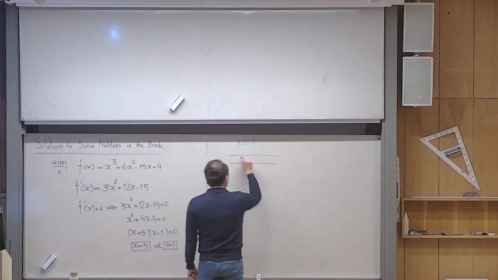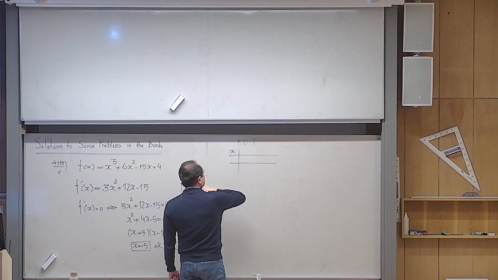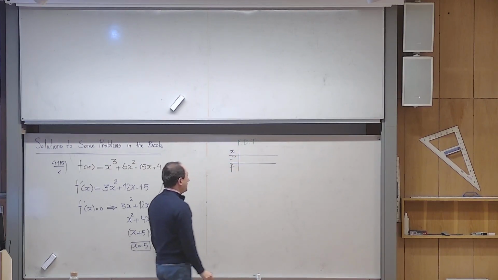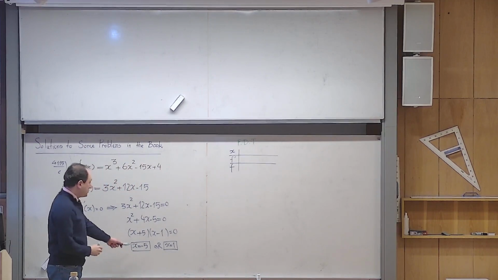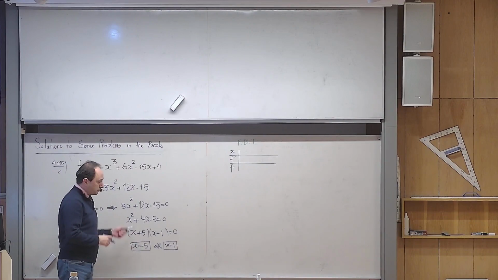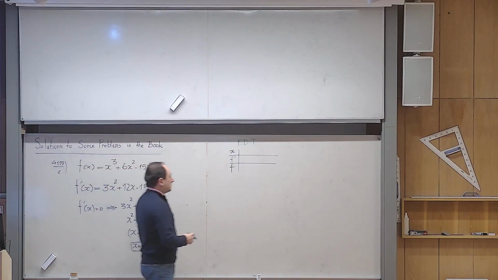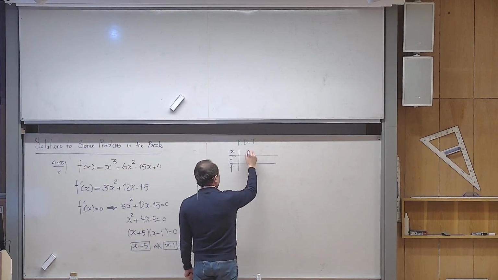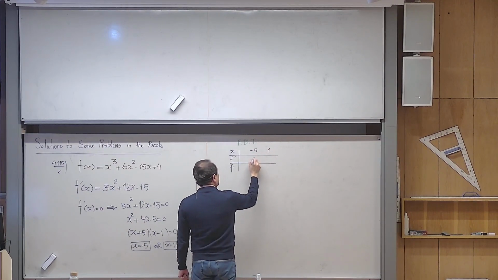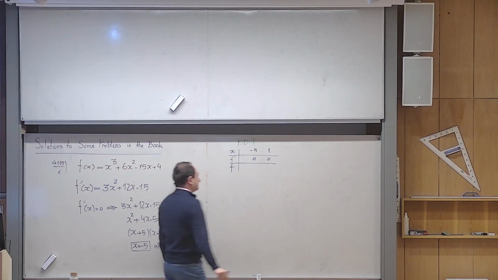We have a convention in the sign table. The first row is x, the second row is the derivative, the third row is f. And then you have to arrange these numbers in ascending order, from the smallest one to the biggest one, so it becomes -5 and 1. And then the derivative is 0 here and there.